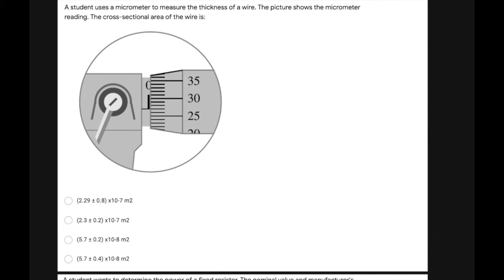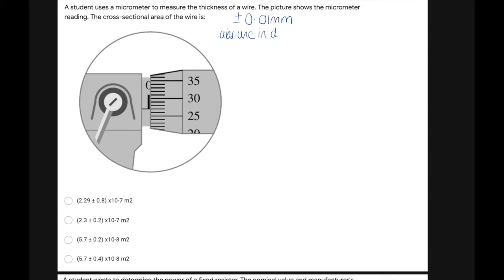Here we're now using the reading from a micrometer to determine the area of a wire. Now remember the thing with a micrometer is that they will measure to plus or minus 0.01 millimeters. So there is our absolute uncertainty. In this case, that is the absolute uncertainty in diameter.